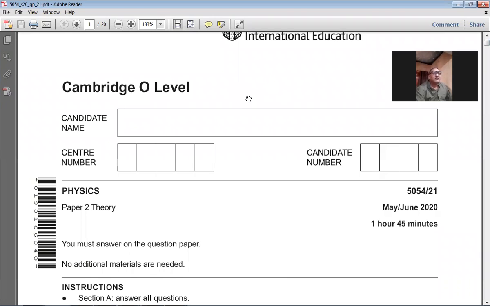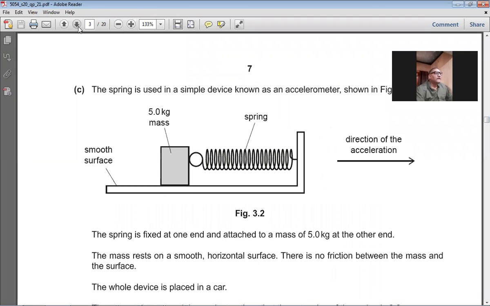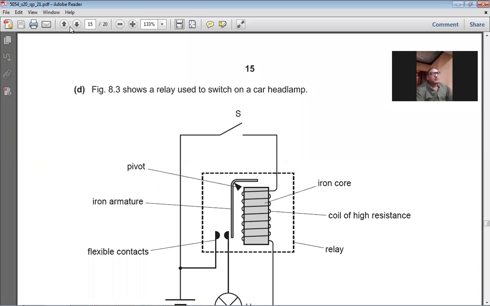So we are going to solve this paper. So let's go to the next question. We are going to the section B.